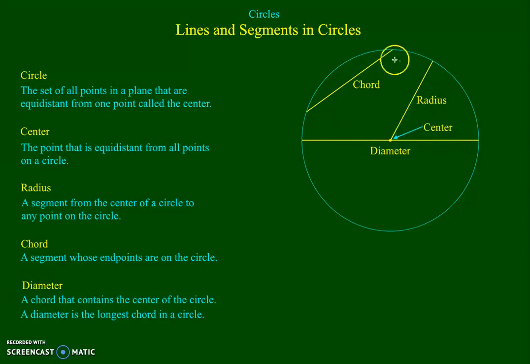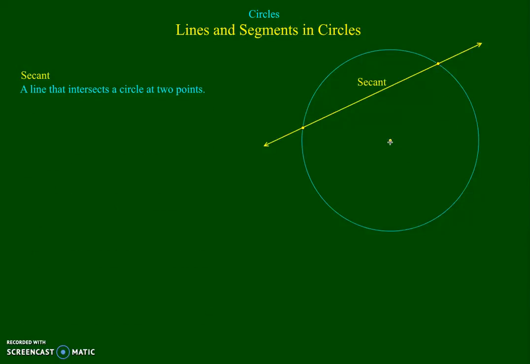Now, these are the fundamental objects we're going to be working with fairly extensively, but there are two more objects that we need to cover. The first is a secant. A secant is a line that intersects a circle at 2 points. This word gets its name from the Latin secare, which means to cut. So this is a line that cuts a circle at 2 points.